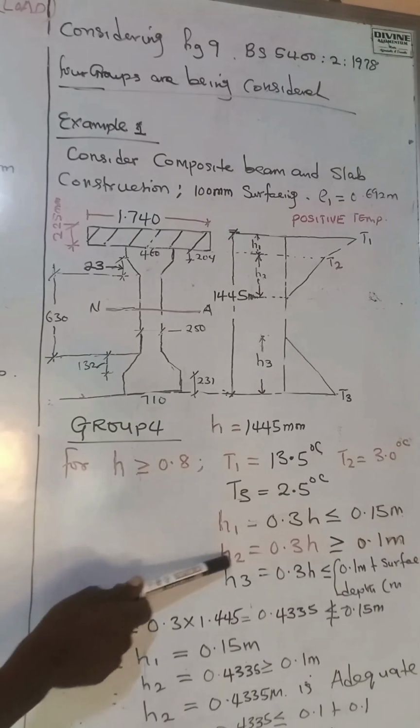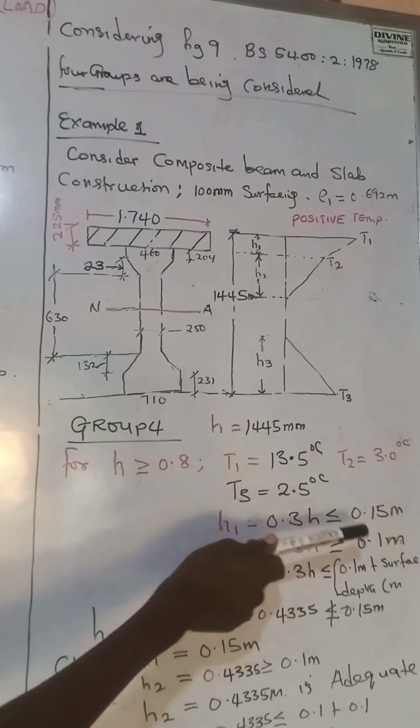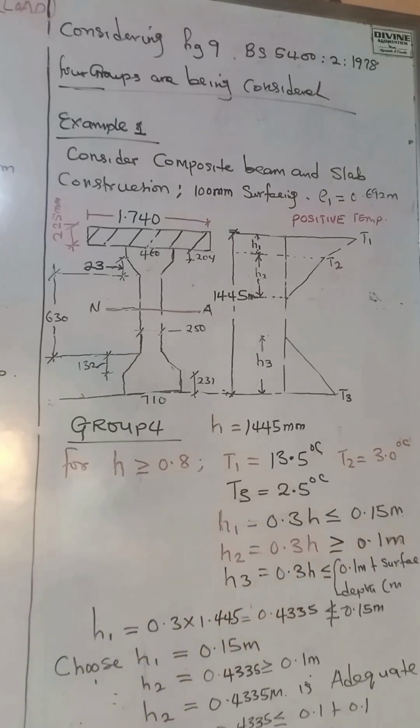Okay, now let's go for H2. We are told that H2 must be greater than or equal to 0.1. So let's check and see our H2 here. Our H2 is greater, so it is okay. So we can say our H2 is 0.4335 meters. So that one is okay. We can leave it. It's adequate enough. Now let's look at H3. H3 is 0.3H. We know what 0.3H is. So if we work that out, it remains the same value, 0.4335.